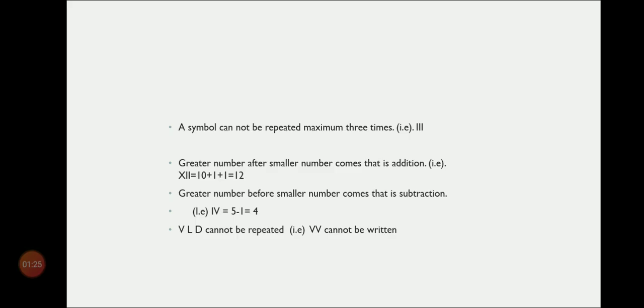And the third rule: when a smaller number comes before a greater number, that is subtraction. How do we write 4? Yes, I, V. So I is a small number and V is the greater number. V is 5 and I is 1. So the smaller number comes before the greater number, which means subtraction. So 5 minus 1 is equal to 4.